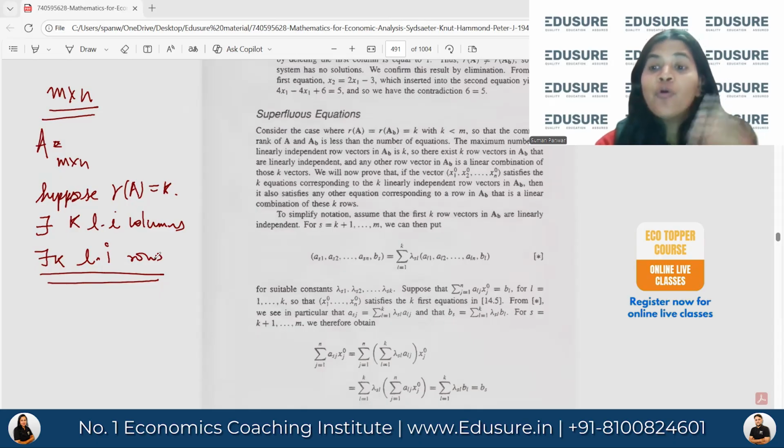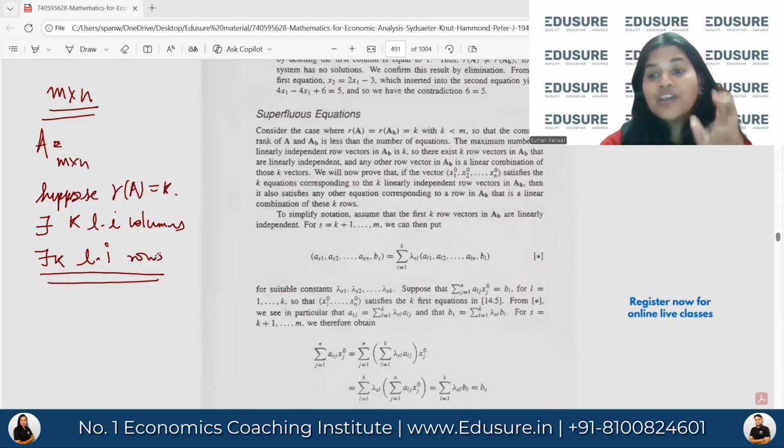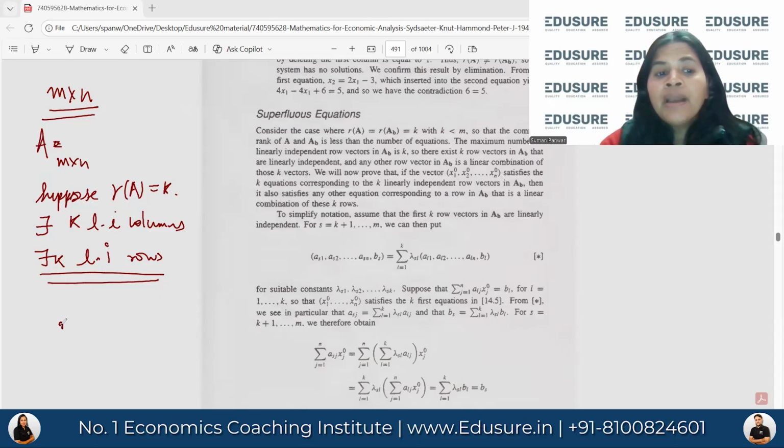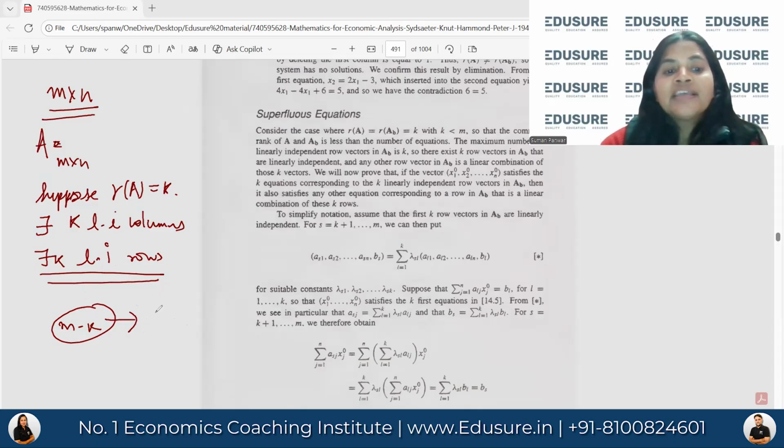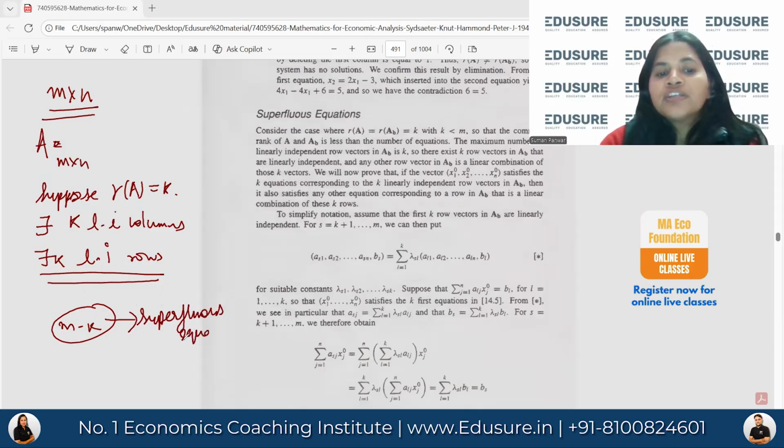It means that only k equations are there which are linearly independent, which are not depending on each other. Other m minus k equations are dependent on these k equations. So these m minus k equations are known as superfluous equations. Let me give you an example.